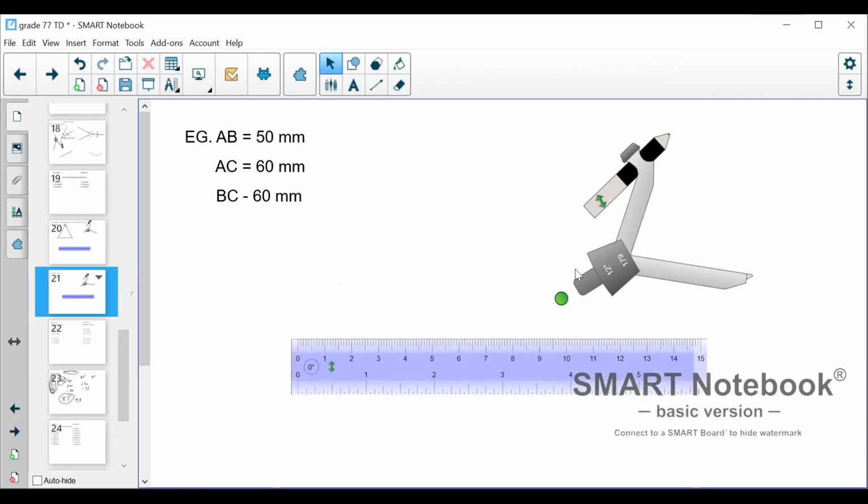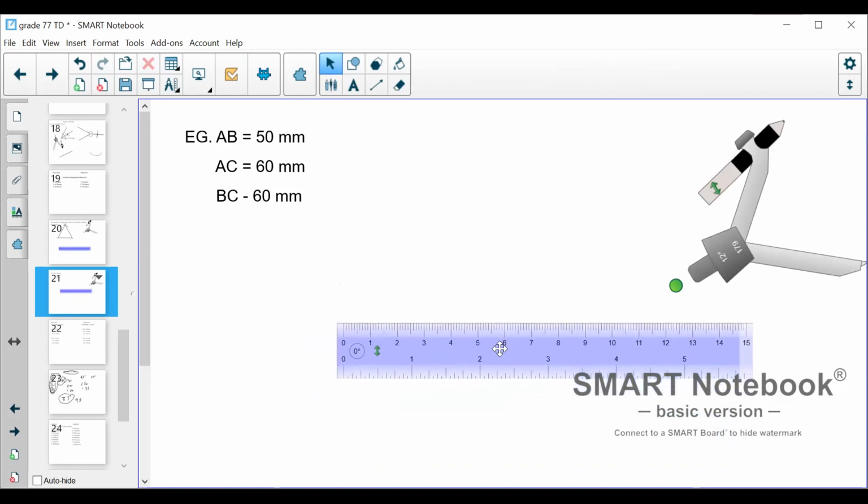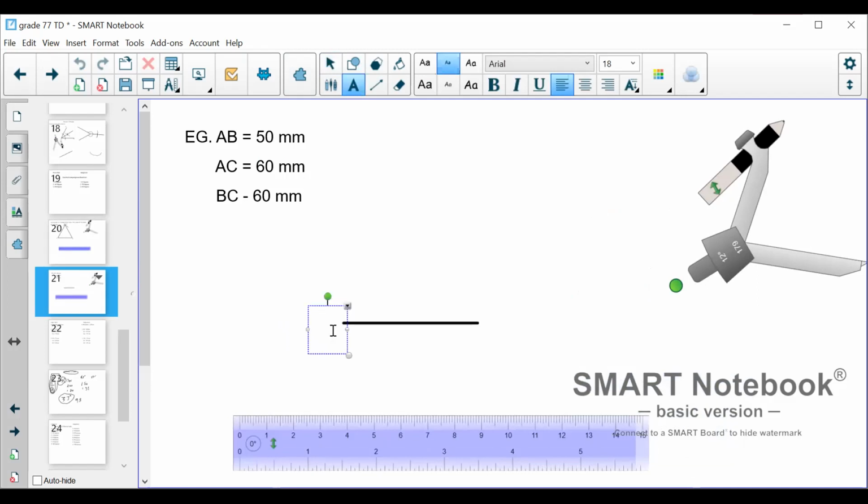So what I'll do, as we normally do, is start from the base. The base is 50. So we draw the base 50 mm long. And again, we need to label.